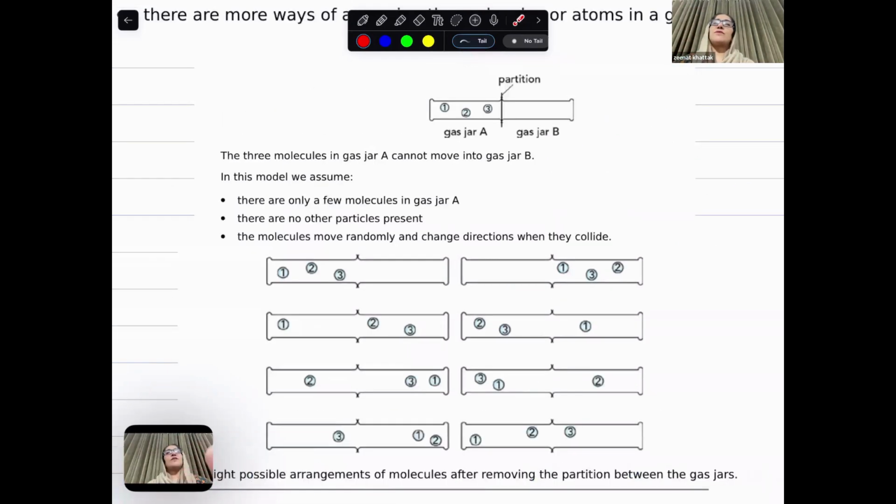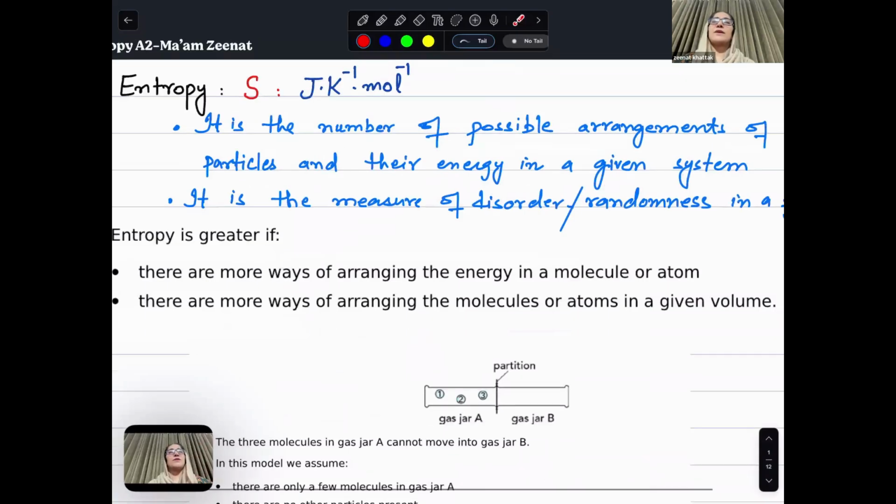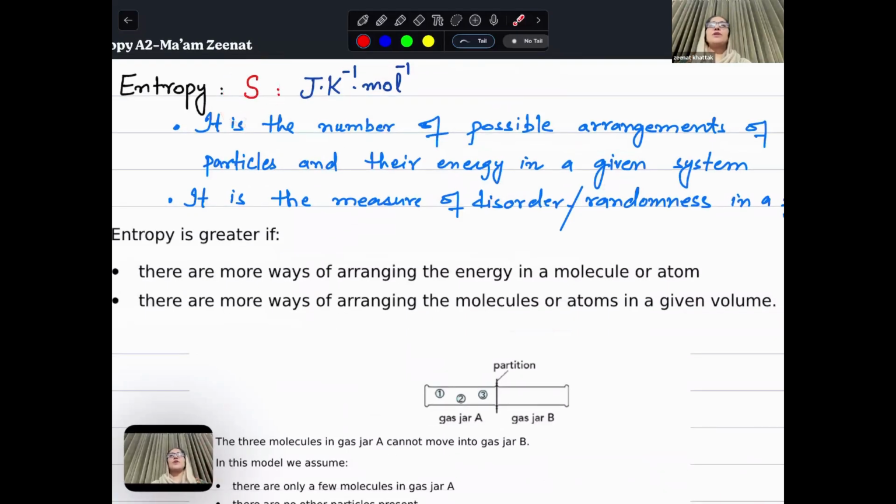Right? The symbol of the entropy is what? S. The unit is joules per Kelvin per mole. If you forget the unit of entropy, there is a trick. On the last page of your paper, the constants are given, the R value, the standard conditions of temperature and pressure for the volume, the Avogadro's, all the constants are given on the last page of the paper before the periodic table.